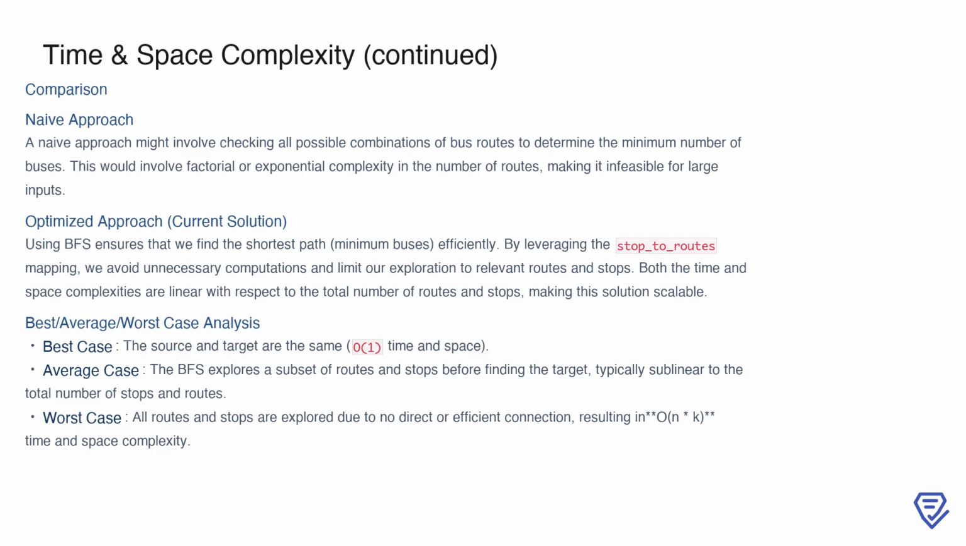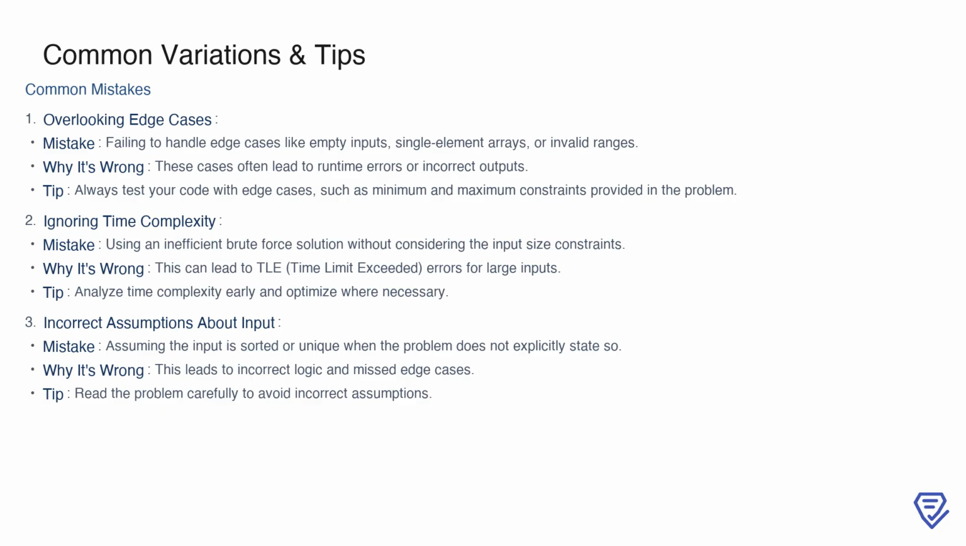In an average case, the BFS explores a portion of the routes and stops before locating the target, often resulting in sublinear exploration relative to the total input. However, in the worst case, where no efficient connection exists, all routes and stops are traversed, leading to O(n*k) time and space complexity. When solving problems like bus routes, there are some common mistakes to watch out for.